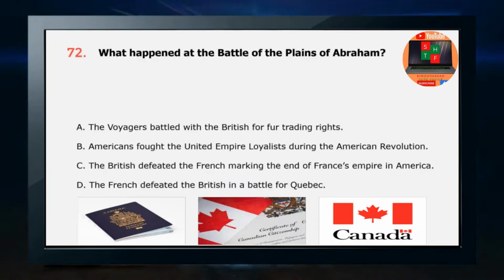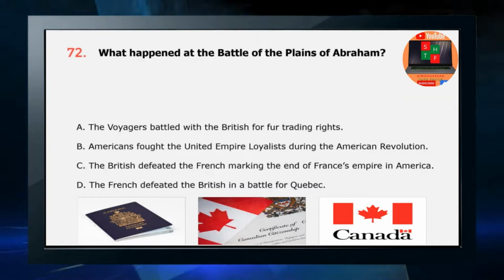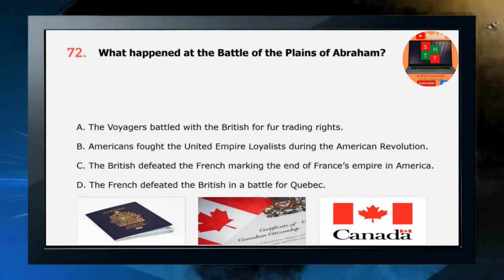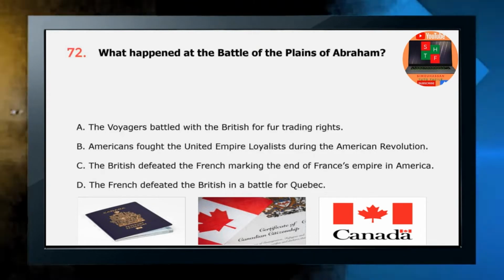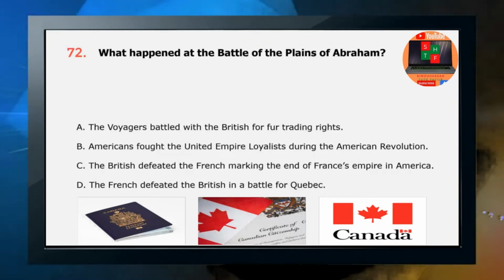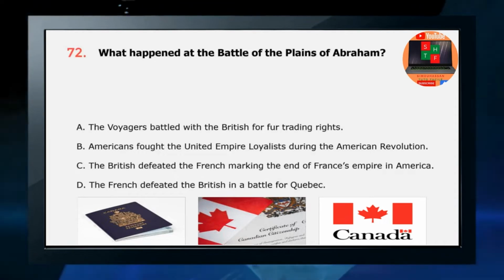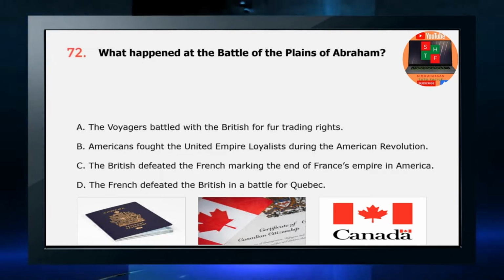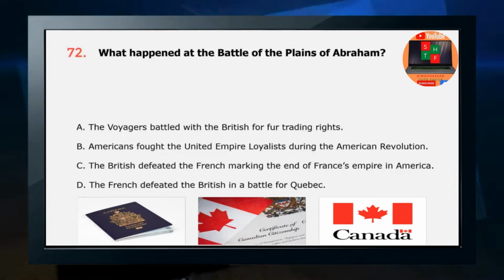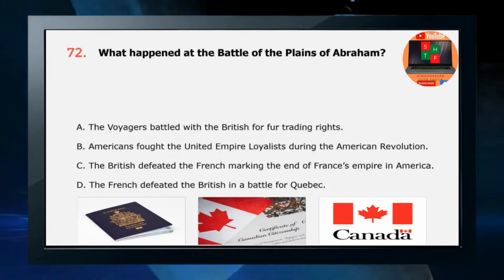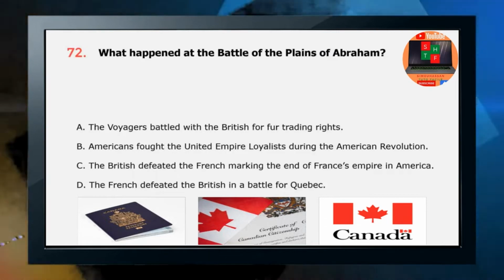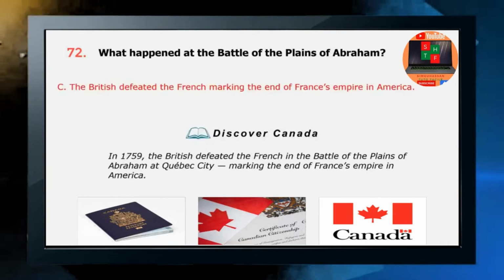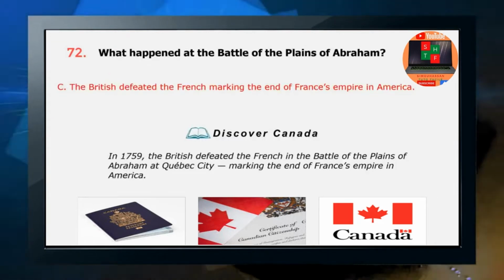Question 72. What happened at the Battle of the Plains of Abraham? A. The voyageurs battled with the British for fur trading rights. B. Americans fought the United Empire Loyalists during the American Revolution. C. The British defeated the French, marking the end of France's empire in America. D. The French defeated the British in a battle for Quebec. The answer is C. The British defeated the French, marking the end of France's empire in America.